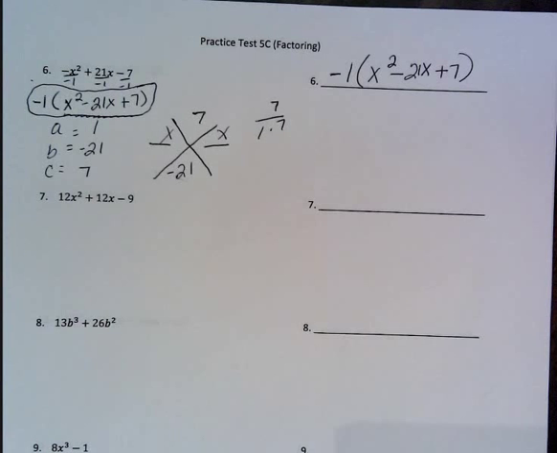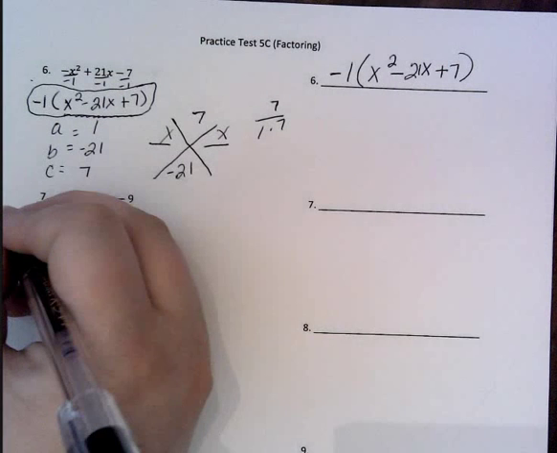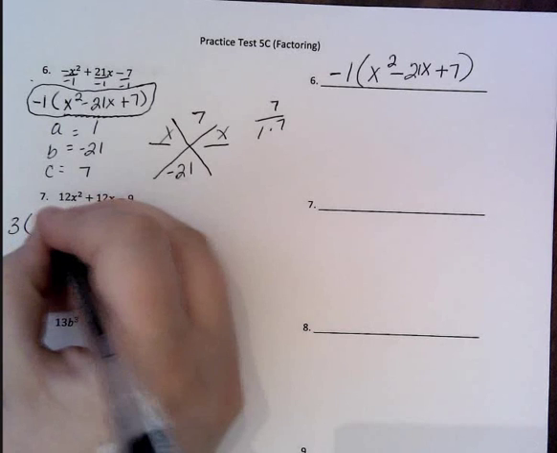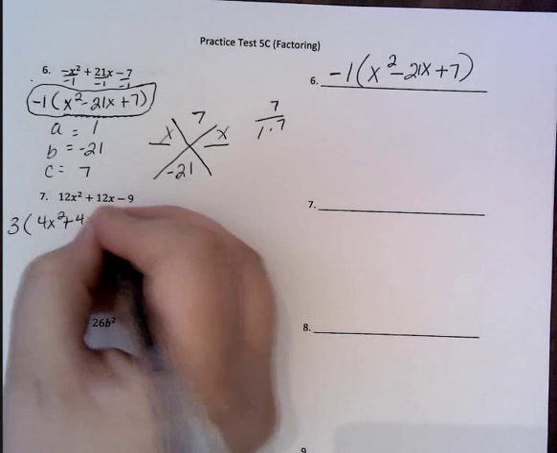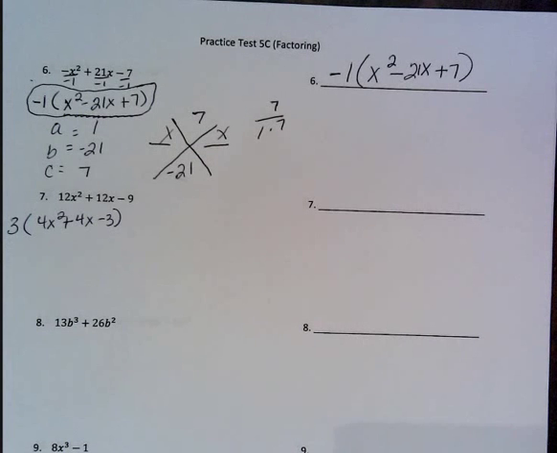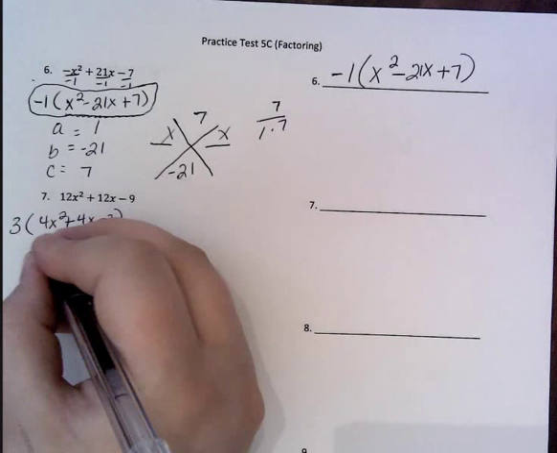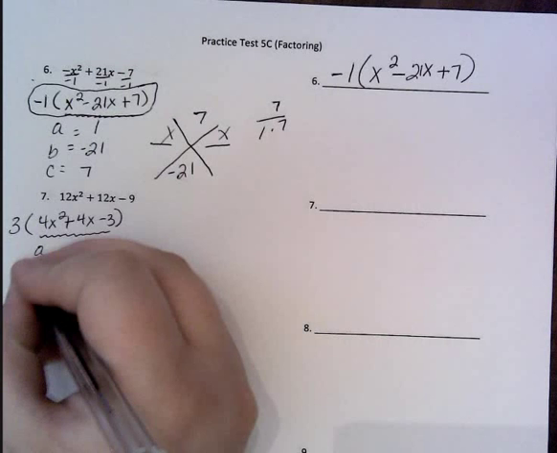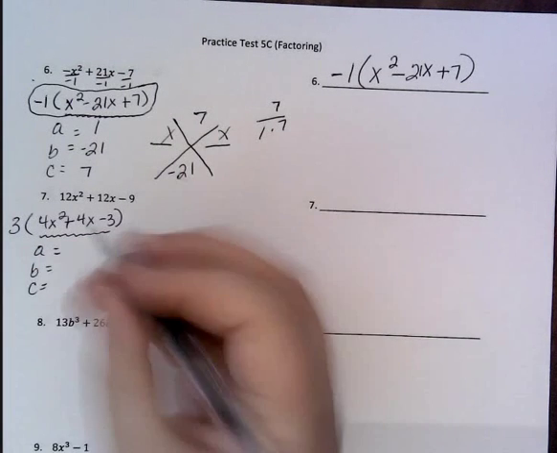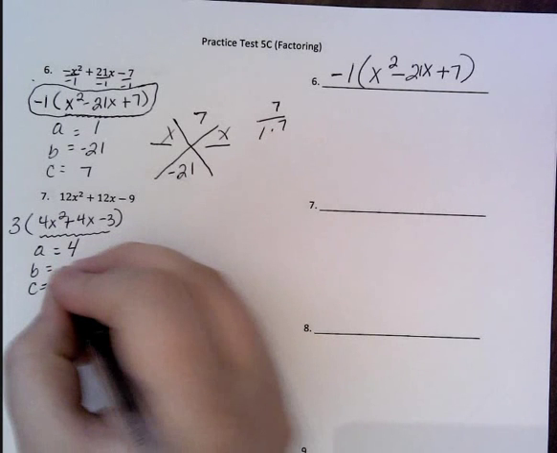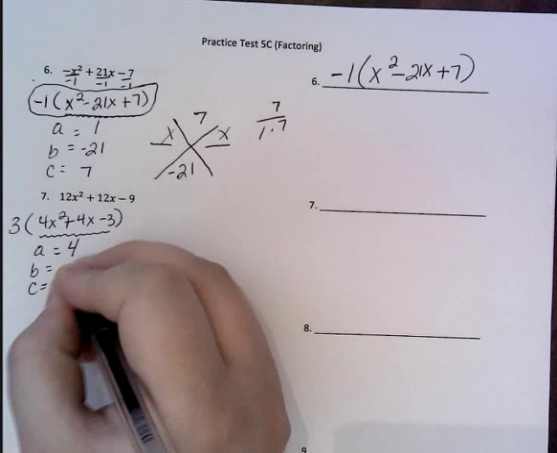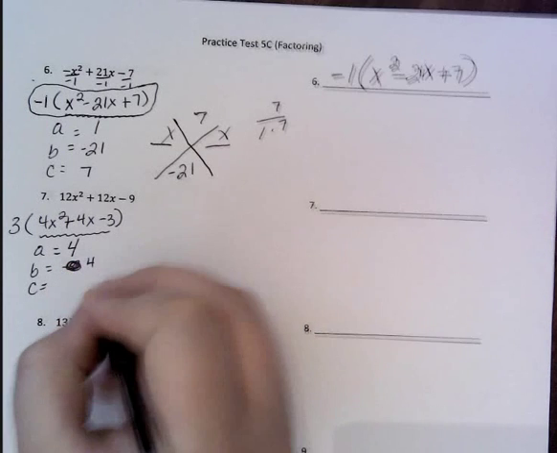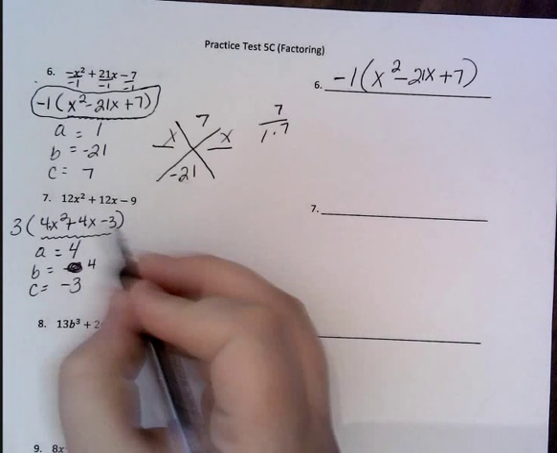Number 7, step 1 is to take out your greatest common factor. Greatest common factor is 3. So when you take that out, you're left with 4x squared plus 4x minus 3. Now you're going to take the inside of the parentheses and determine how many terms are in there. There are 3 terms, so that means that would be our AC method. So our A is 4, our B is 4, and our C is -3.